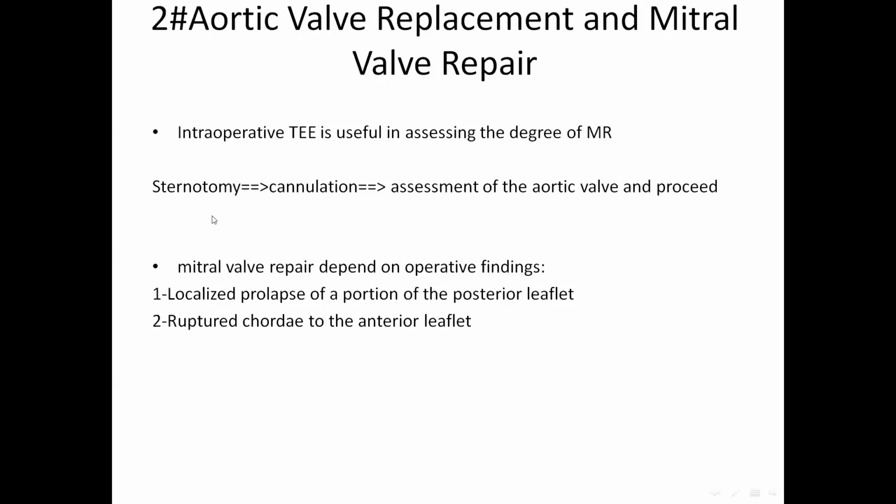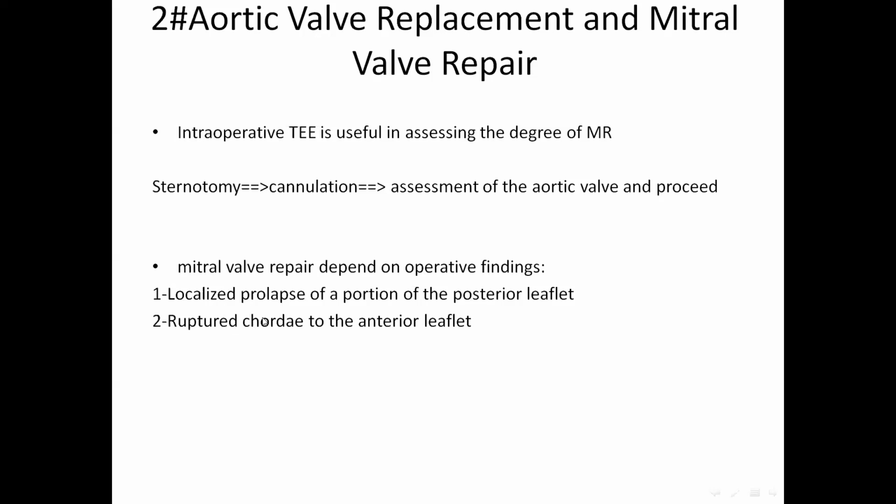If it's moderate MR and the leaflet has a normal structure, we will do sternotomy, then cannulation, as we explained previously. Then assessment of the aortic valve, then we will proceed to the mitral. For the mitral, we will decide depending on the operative findings. Is it a localized prolapse or rupture of chordae?